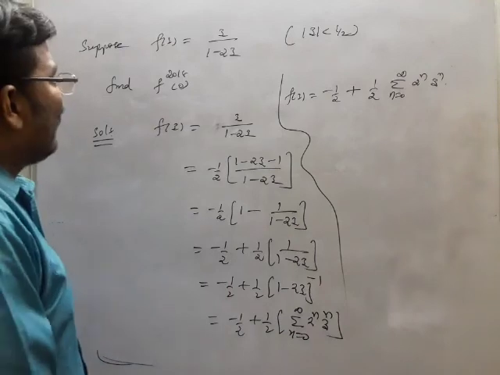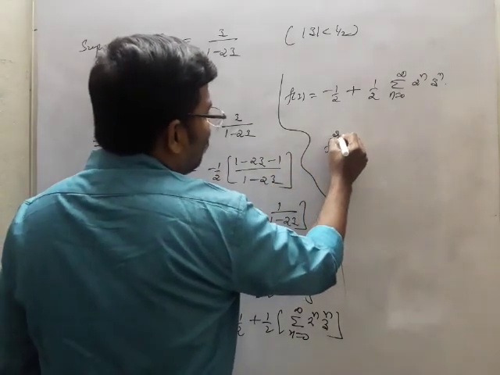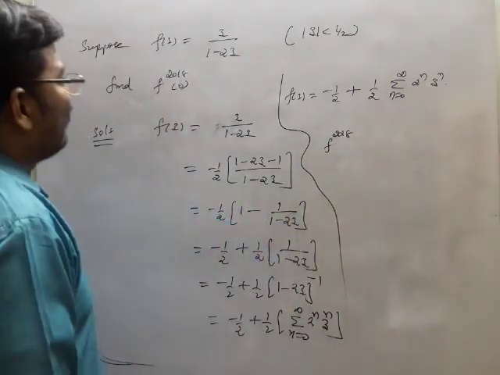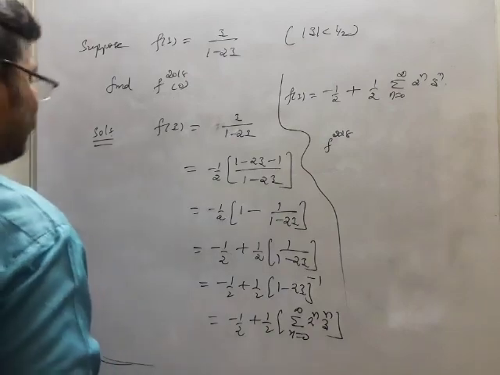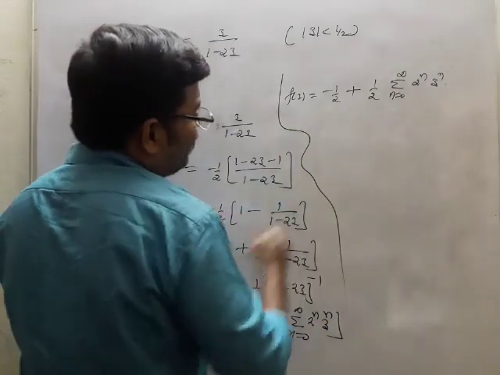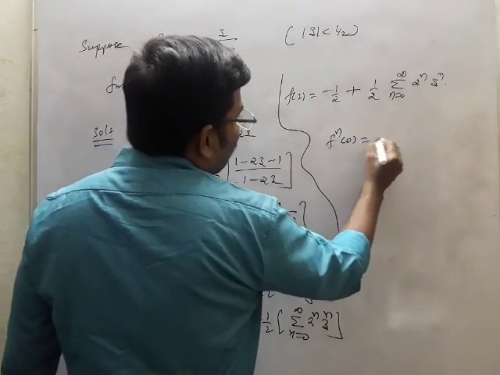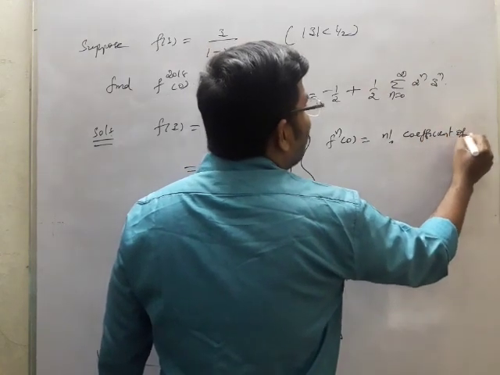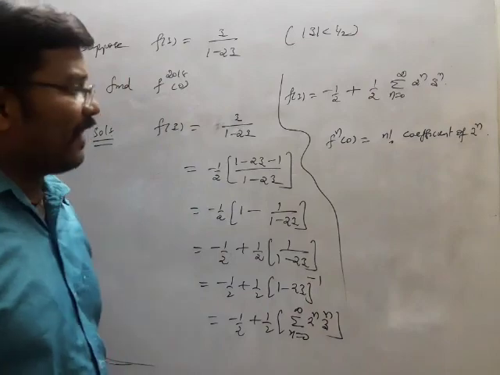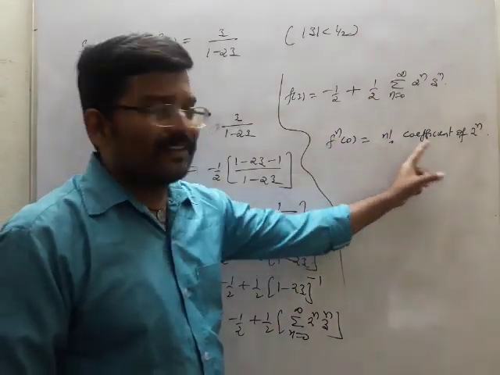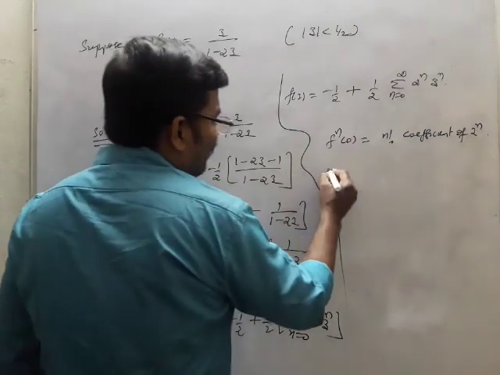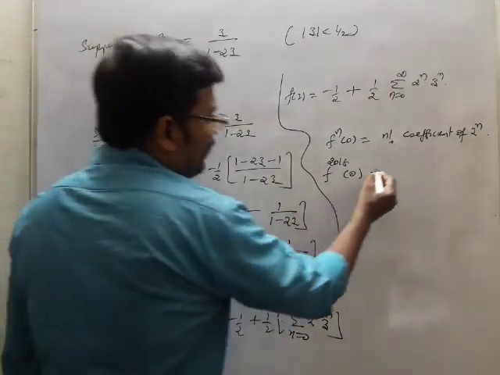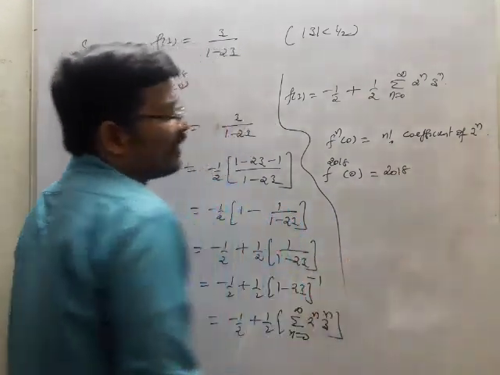So what I'll do now? I wanted to know f power 2018 at 0. For that, f power n of 0 is equal to n factorial into the coefficient of z power n. Now this is the formula which we have. So f power 2018 of 0 is equal to 2018 factorial into the coefficient of z power n.